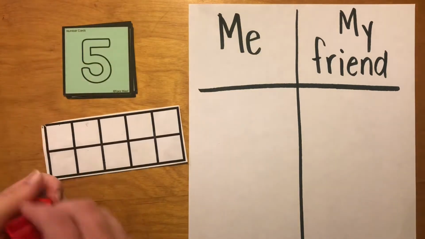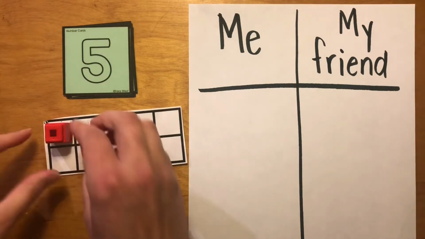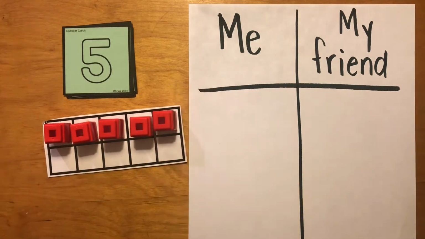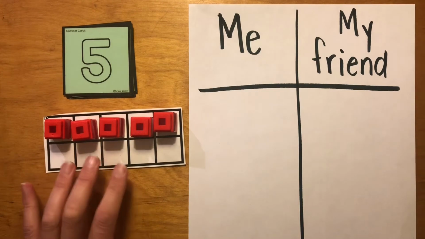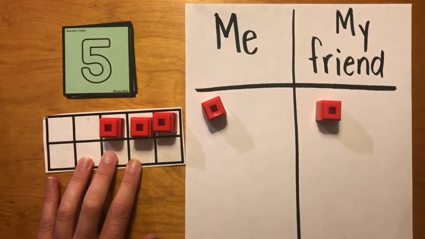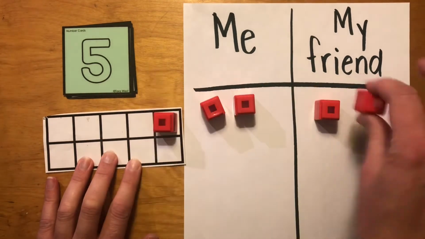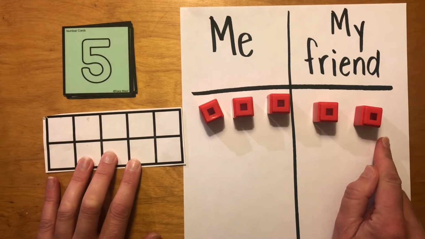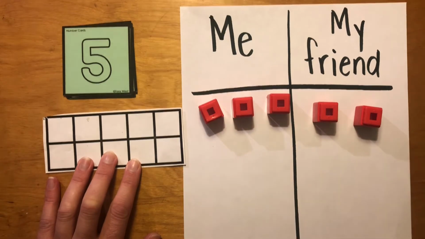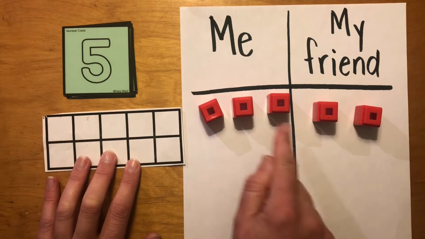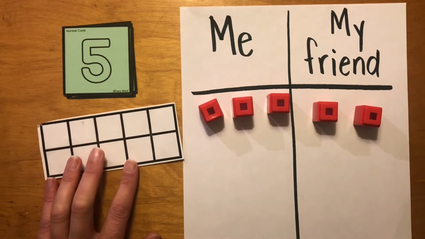Okay, 5. I'll build 5. 1, 2, 3, 4, 5. Okay. Will it be even or odd? 1 for me, 1 for my friend, 1 for me, 1 for my friend, 1 for me, and I'm out. I don't have 1 for my friend. There's 3 here and 2 here. So that makes 5 odd because there's 3 and 2, but it's not the same number.